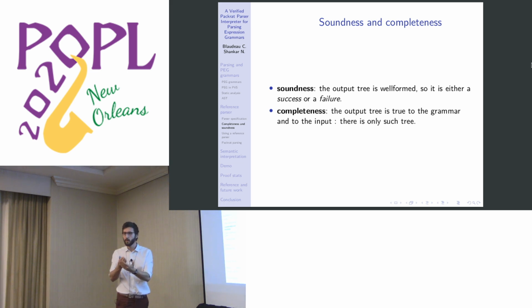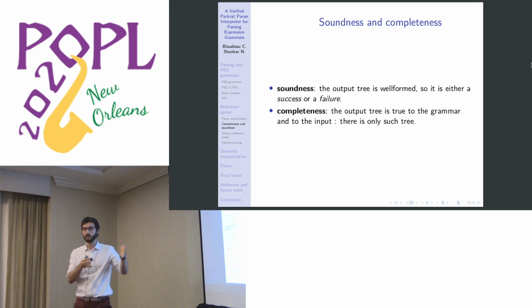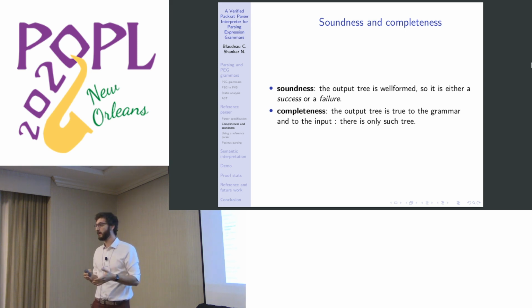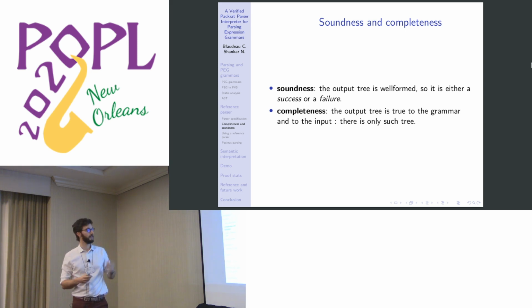As there is only one possible tree that corresponds to the given input and grammar, and the parser is finding a tree that corresponds to the input and grammar, then the parser is actually finding the only possible tree given the input and grammar. So you have both those two results.